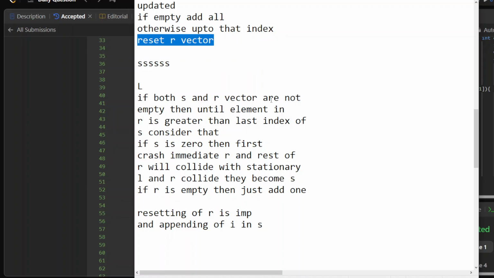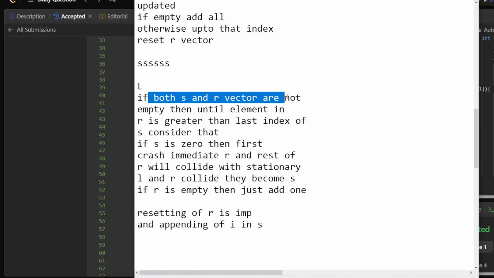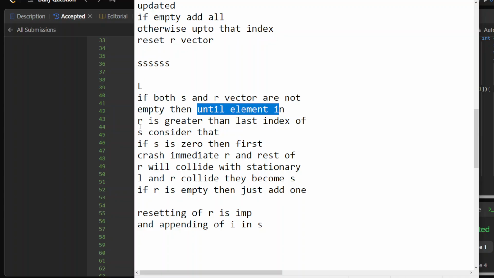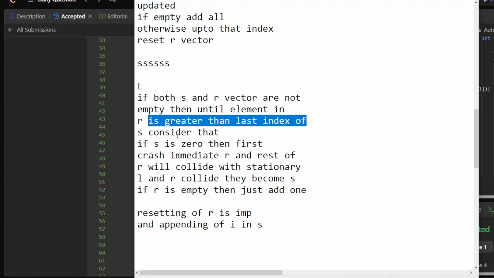So what if L comes? Again, if L comes, we will create cases: when S is empty, when R is empty, when both of them are empty, and when both of them are not empty. So if both of them are not empty, then until the element in R is greater than the last index of S, similar to this scenario.